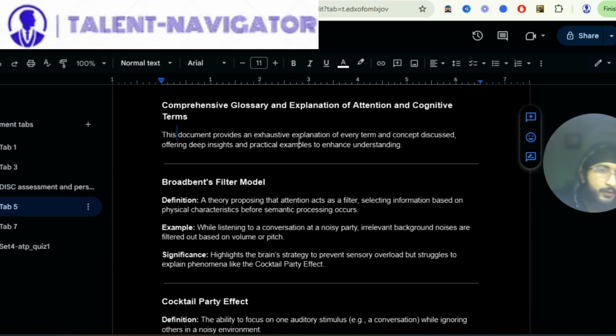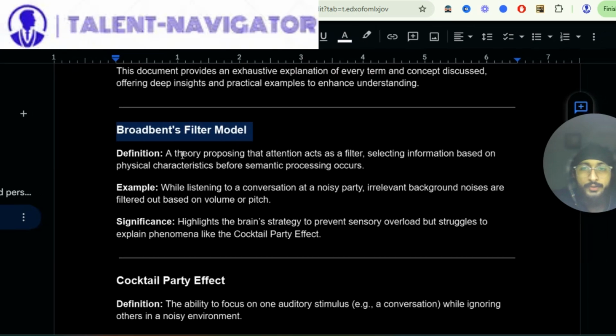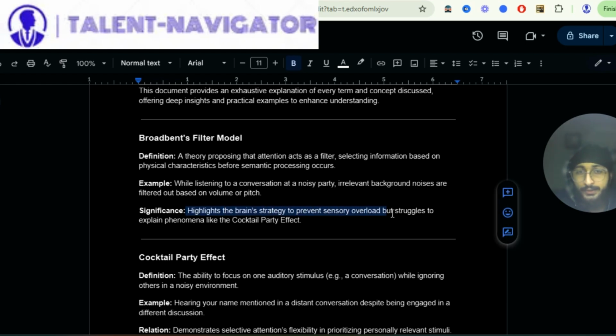Terms that I discussed in my previous video. So, Broadbent's filter model. Definition: a theory proposing that attention acts as a filter, selecting information based on physical characteristics before semantic processing occurs. Example: while listening to a conversation at a noisy party, irrelevant background noises are filtered out based on volume or pitch. Significance: highlights the brain's strategy to prevent sensory overload but struggles to explain phenomena like the cocktail party effect.